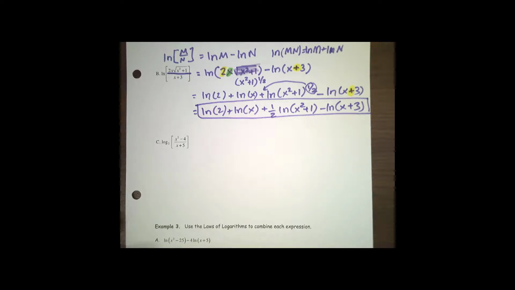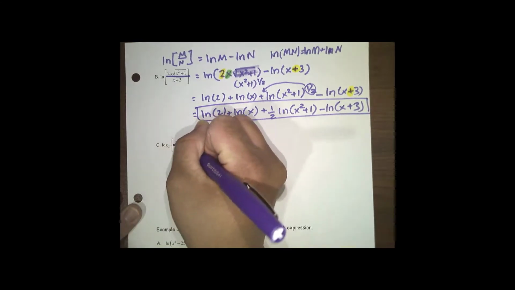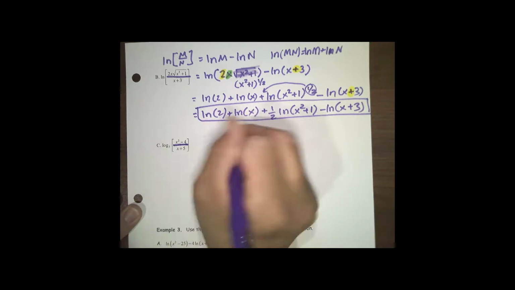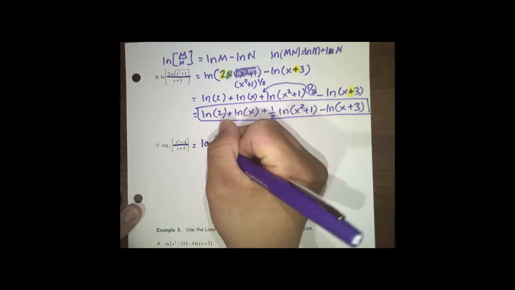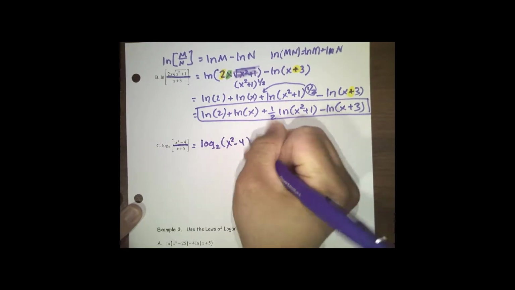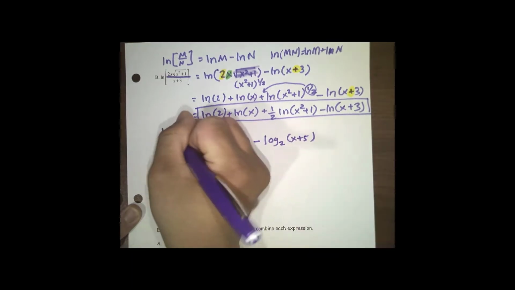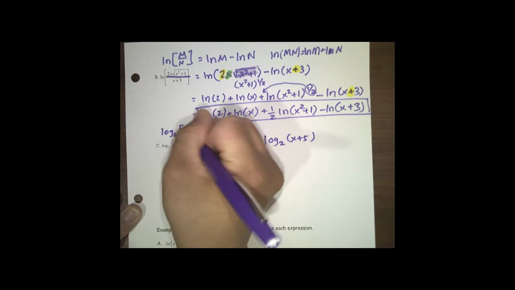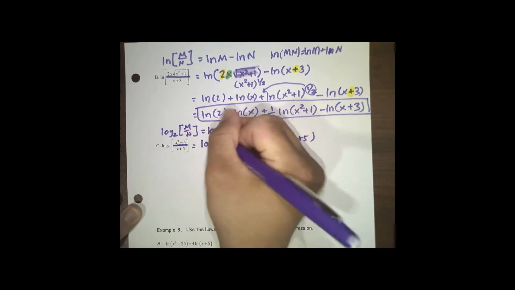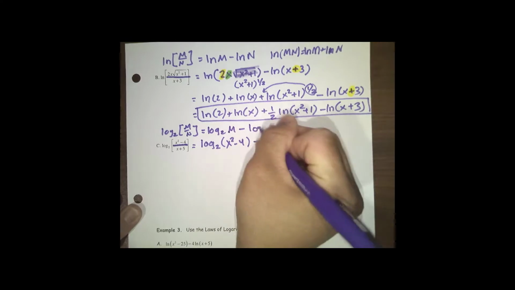All right, let's try again. Here we have division again, so I'm going to just change this into division. So this is log base 2 of x squared minus 4 minus log base 2 of x plus 5. So this division, log base 2 of m over n, became log base 2 of m minus log base 2 of n, using the division rule, or quotient rule, for logarithms.